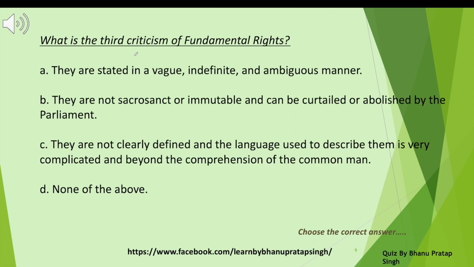What is the third criticism of fundamental rights? Option A, they are stated in vague, indefinite and ambiguous manner. Option B, they are not sacrosanct, which means they are not pure or immutable and can be curtailed or abolished by the Parliament. They are not clearly defined and the language used to describe them is very complicated, beyond the comprehension of the common man.